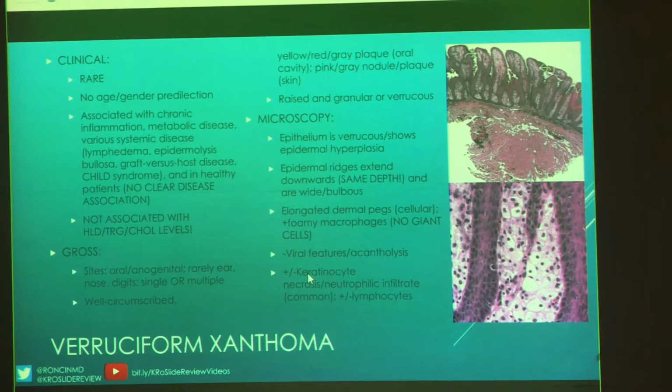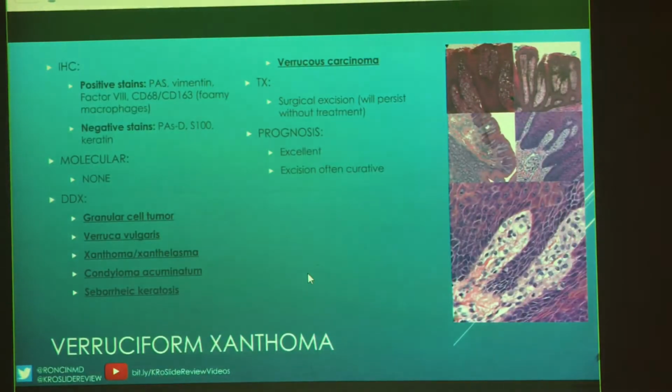Your dermal papillae will also be cellular and extended. They will have lots and lots of foamy macrophages, but no giant cells. So if you start seeing giant cells, you need to think of something else. You're not going to see viral features or acantholysis, so that would also help steer you away from this being a verruca or condyloma. And you may or may not see keratinocyte necrosis. You can see neutrophilic infiltrates, and you may or may not see lymphocytes. We did have neutrophils as well as lymphocytes in this case, so that's all fine and dandy.